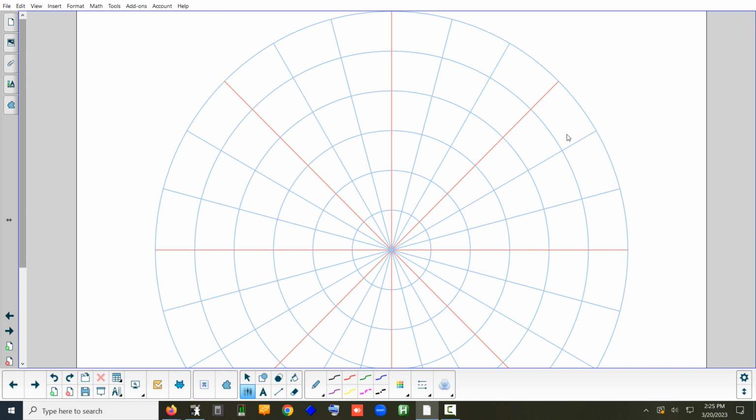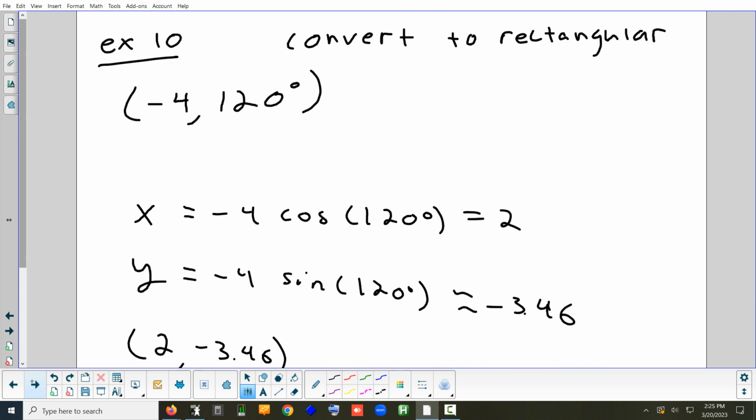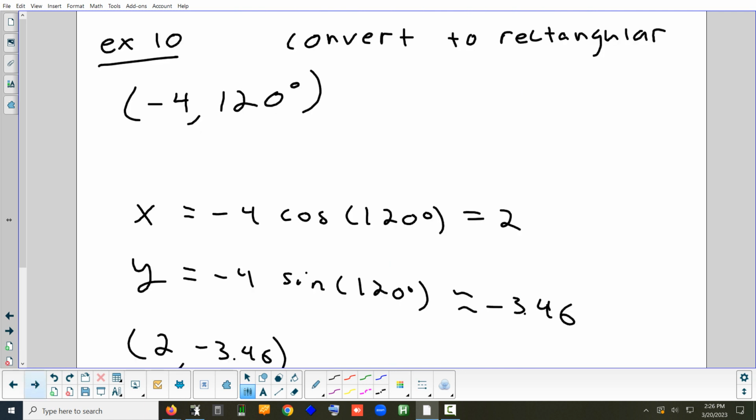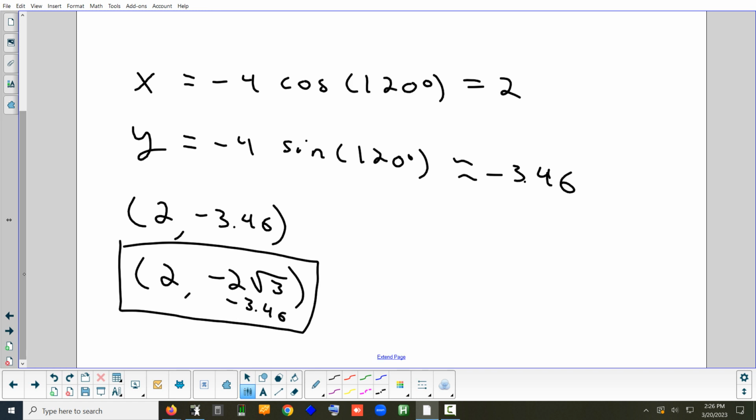So -4. That means I'm going to go which way? 1, 2, 3, 4. -4. Did it say 120 or -120? 120. So 120, I'm going to rotate which way? Counterclockwise. Well, if I go to here, how much is that? 90. So I need to go right there. Okay, so that's my point. -4, 120. When I change the background behind it, it should look like it's at exactly 2 units right, and we'll say 3.5 units down.